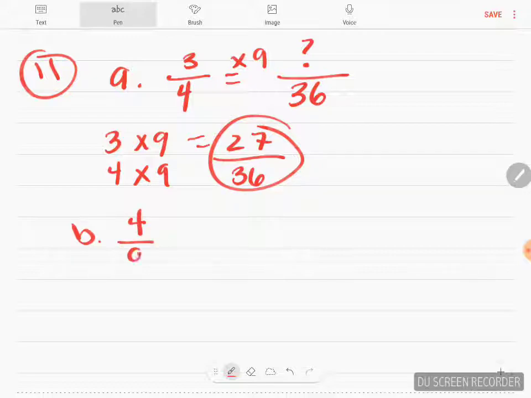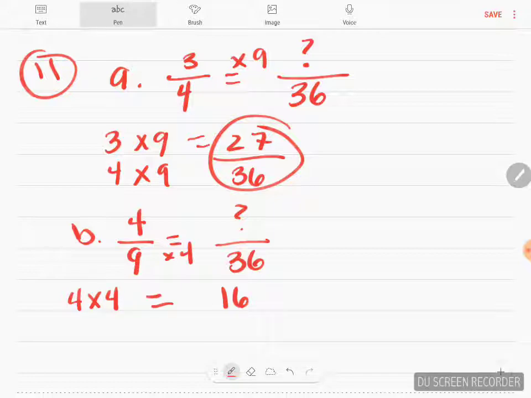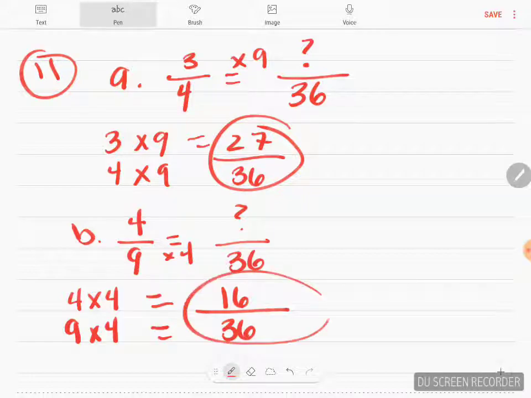B, same concept. We have 4 over 9 is equal to blank over 36. 9 times what equals 36? Well, we just did that. 9 times 4, right? So for this one, I have to take 4 times 4, which equals 16. 9 times 4, which equals 36. There we go. So there's your answer, 16 over 36.